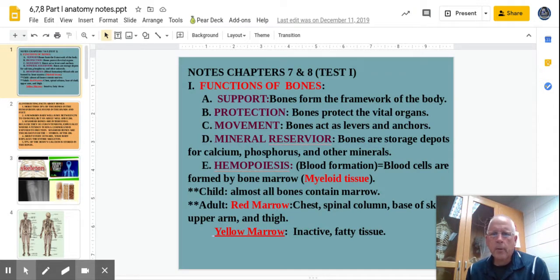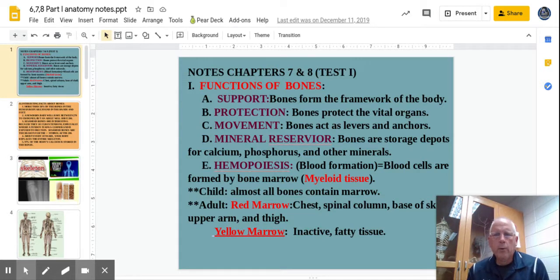And then the last 2 are ones that people don't think of at all. That's mineral reservoir. We store a lot of calcium and phosphorus and other minerals in the bones. And hemopoiesis, which is the fancy word for blood cell formation. We call the bone marrow myeloid tissue, and that's where our blood cells come from that we have to replace all the time. Now, you're going to see at the bottom of this slide, when you're a child and you're growing, your metabolism's through the roof, almost all your bones contain marrow, red active marrow producing blood cells.